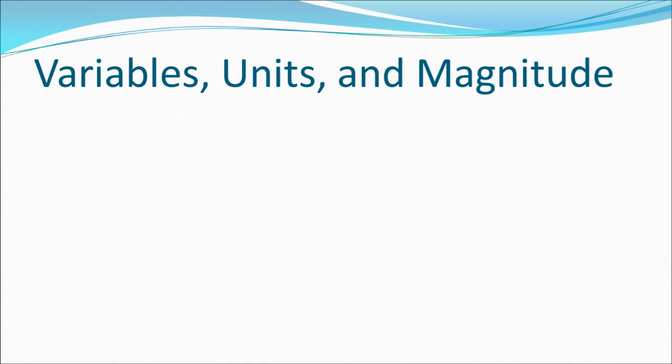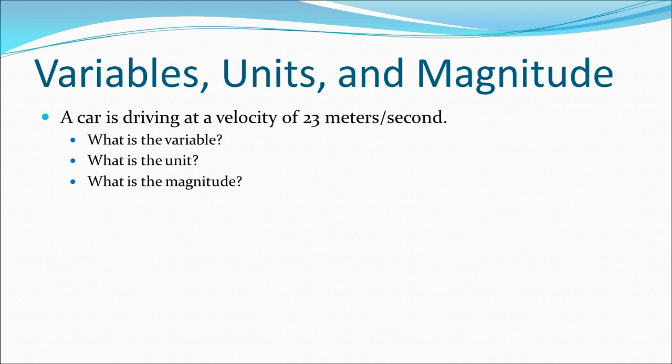Let's apply these concepts to a real-world example and try to understand the 3 ideas. A car is driving at a velocity of 23 meters per second. Well, what are we measuring? What are we looking at? The car's driving, we're looking at its velocity. That's the measurable factor here. That's our variable. More specifically, we know that velocity is measured in meters per second.